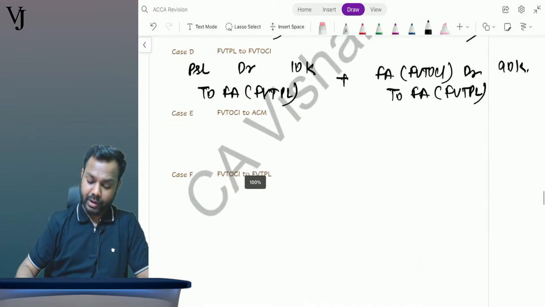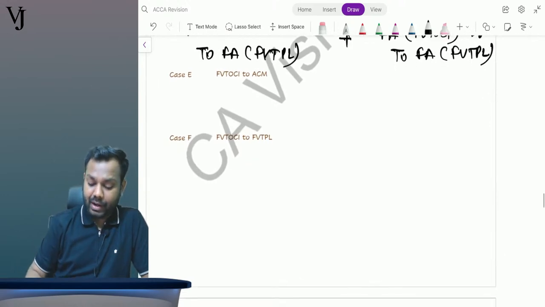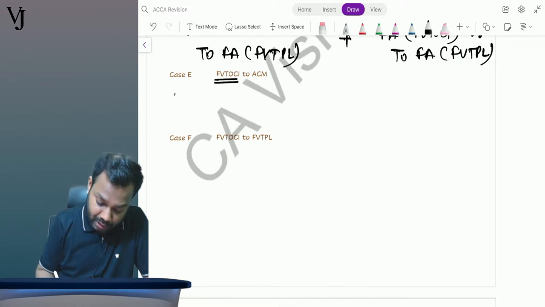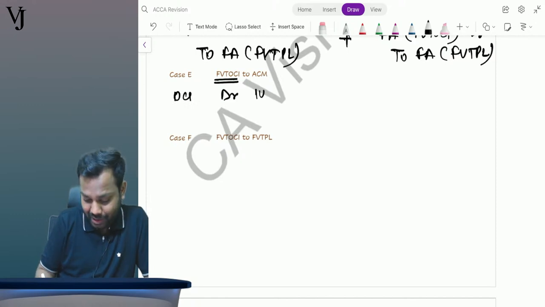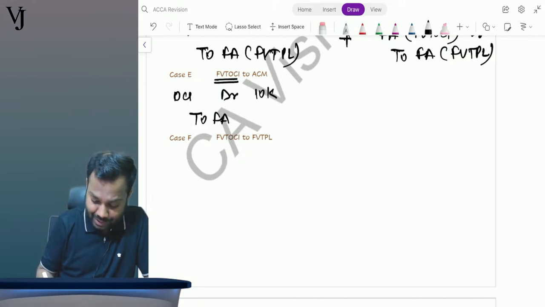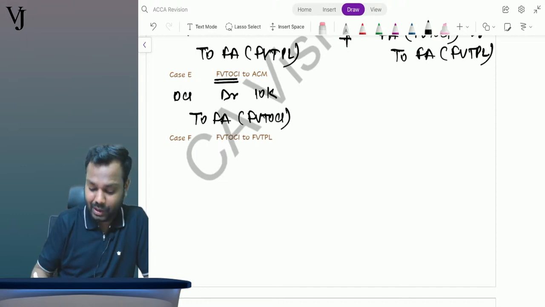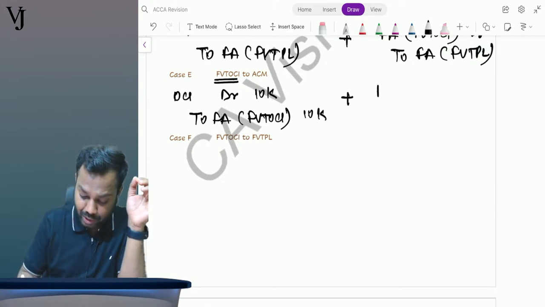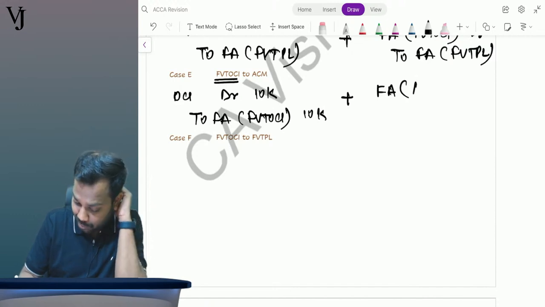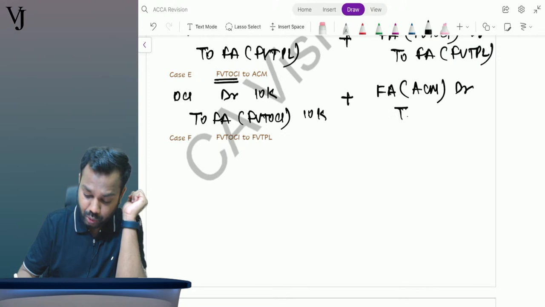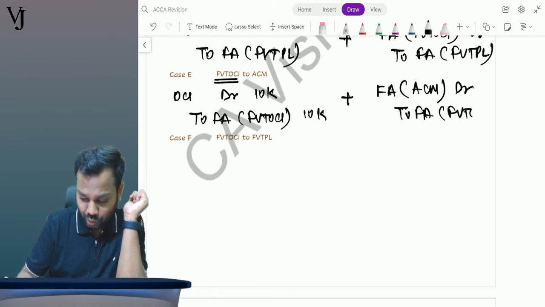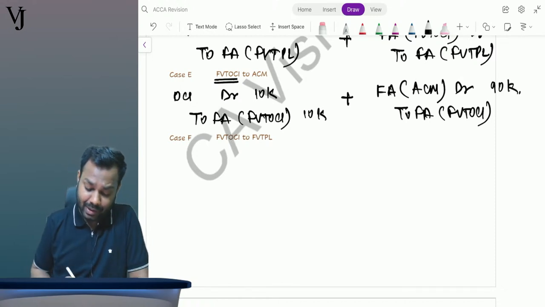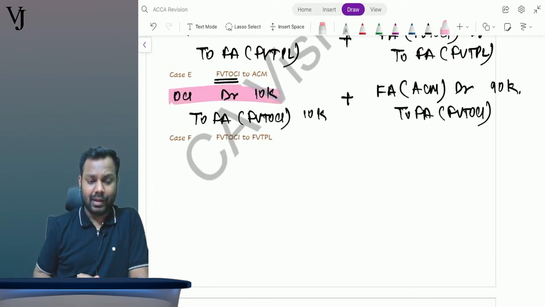Now, moving on to the next one. FA at FVT OCI to amortized cost method. First of all, I will bring it to fair value. That is OCI account debit 10K to financial asset at FVT OCI 10K. Now I have brought my asset back to its fair value. Now what will I do? I will transfer the asset: financial asset at amortized cost method account debit to financial asset at FVT OCI 90K. This is sorted. But now what happens? I cannot keep OCI as it is. I have to transfer OCI somewhere.